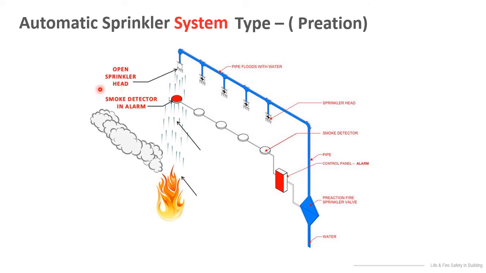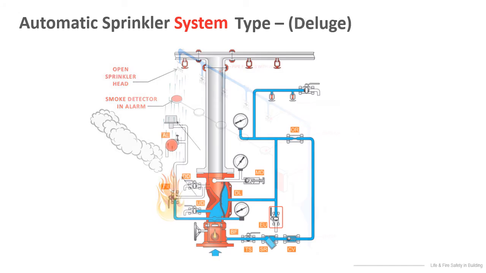So, what you see in the picture here is a double interlock reaction system, and in order to operate the system, you need two events. You need an open sprinkler head and a smoke detector. Once these two events happen, an electrical signal will be sent to the valve to open the clapper. And once the clapper opens, the water will flow into the system and will put out the fire.